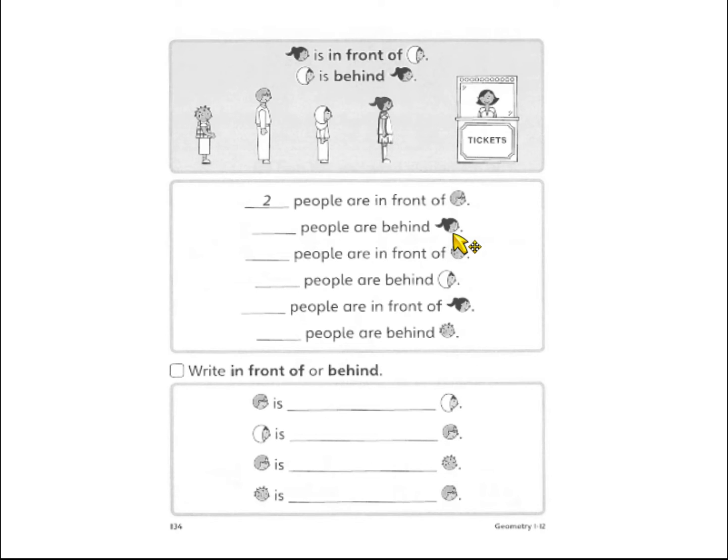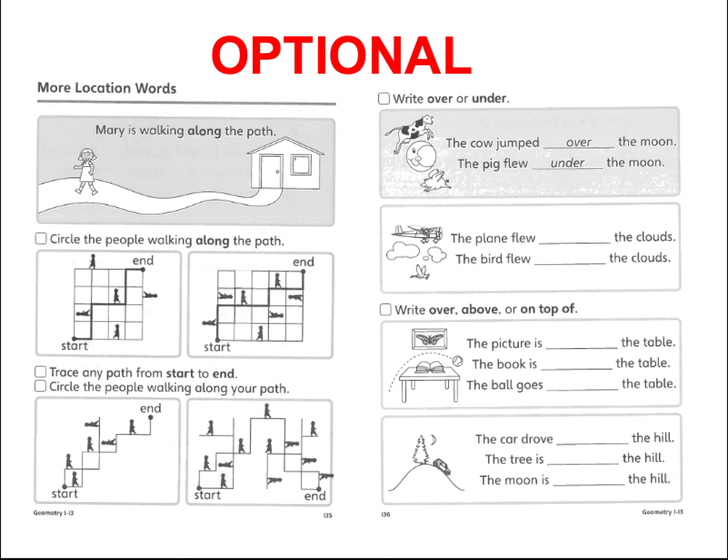How many people are behind this one? So you find this one. How many people are behind? How many people are behind this person? In front of or behind. You might want to do this with an adult. We would normally do it together in class, and we would do this together in class too.